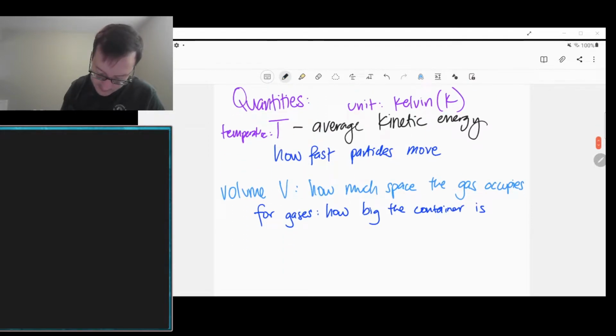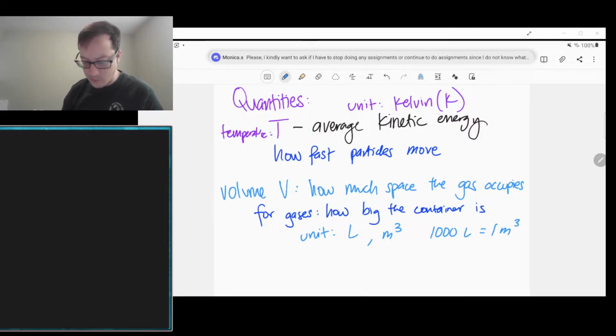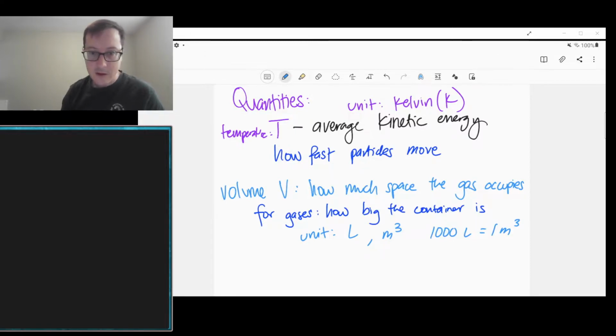The units for this, typically we're going to be using liters. You might see meters cubed. Just remember that 1,000 liters is 1 cubic meter, so don't forget that. Or 1 cubic centimeter is going to be a milliliter. So, cool.